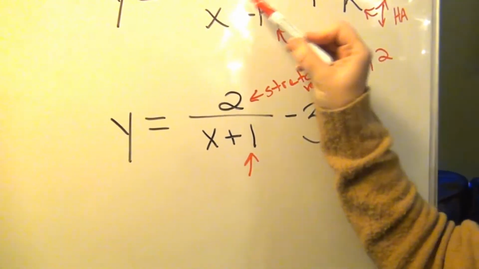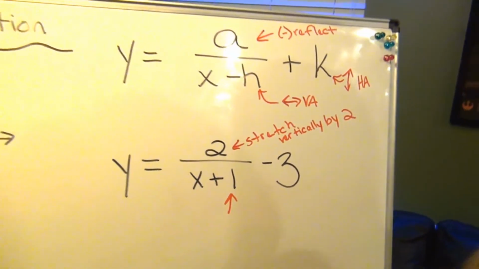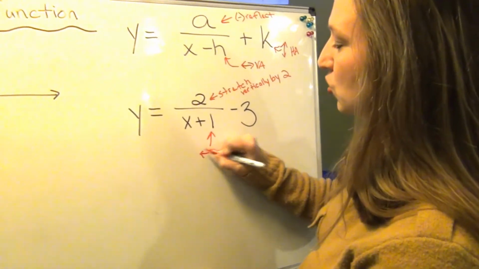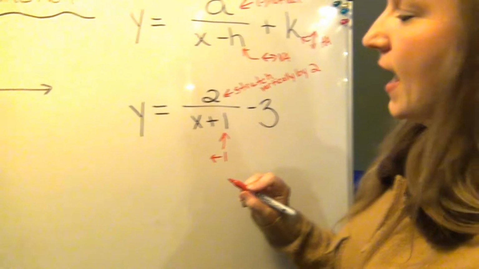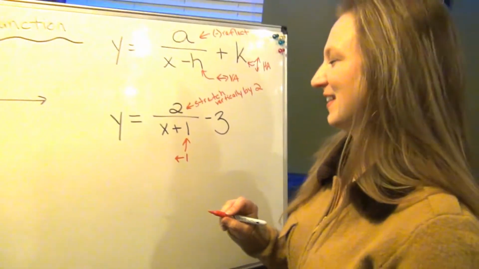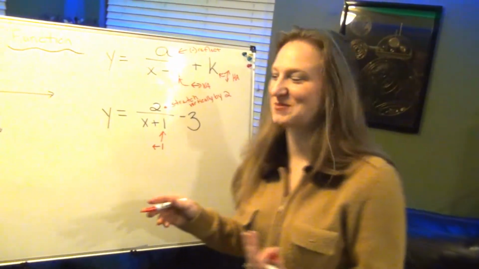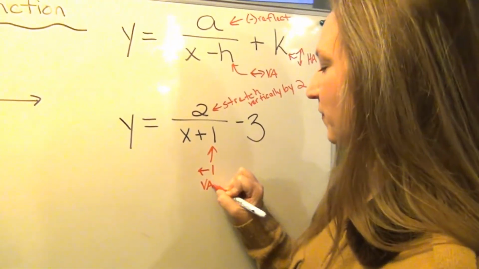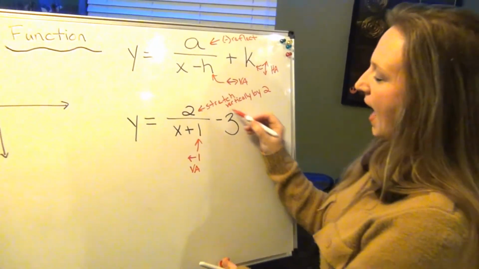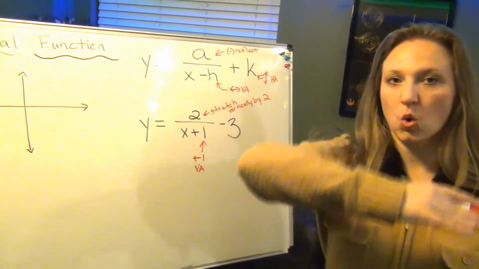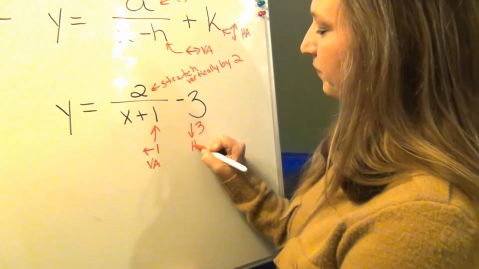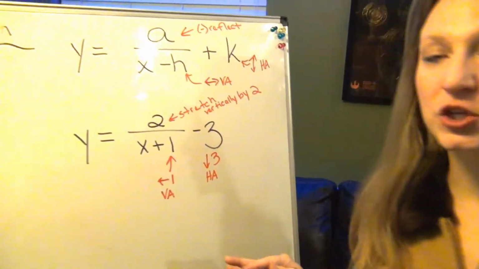The 1, remember, always moves the opposite direction. So the 1 is going to move the asymptote to the right 1. Left 1, I'm putting the arrow for left, and I'm doing the opposite. So it's going to shift our vertical asymptote left 1. And this is going to shift our horizontal asymptote down 3. So those would be our transformations.